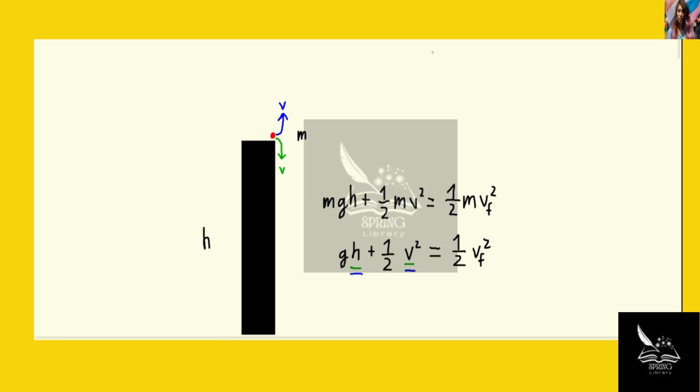So let's write that down. The velocity of the ball, the final velocity of the ball going down equals the velocity final of the ball going up. That is our final answer.